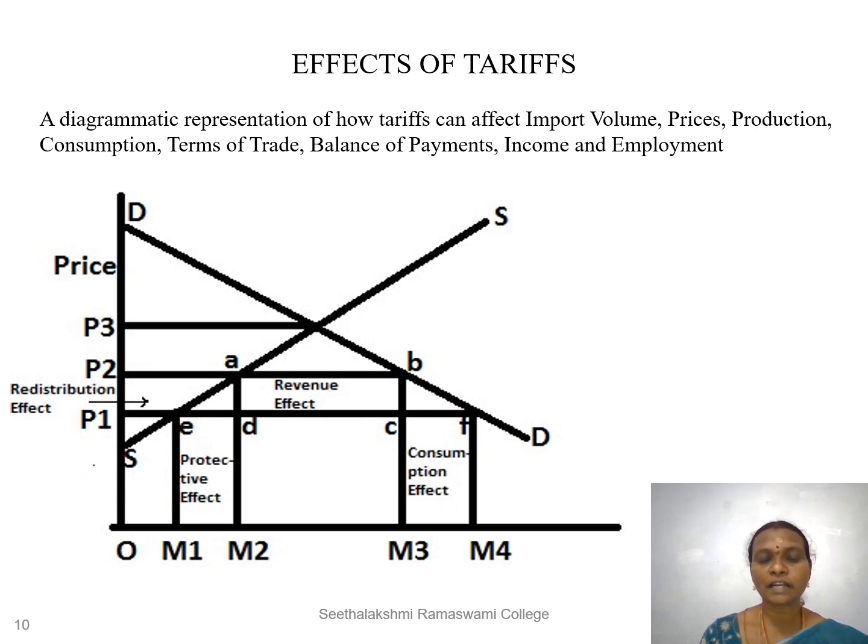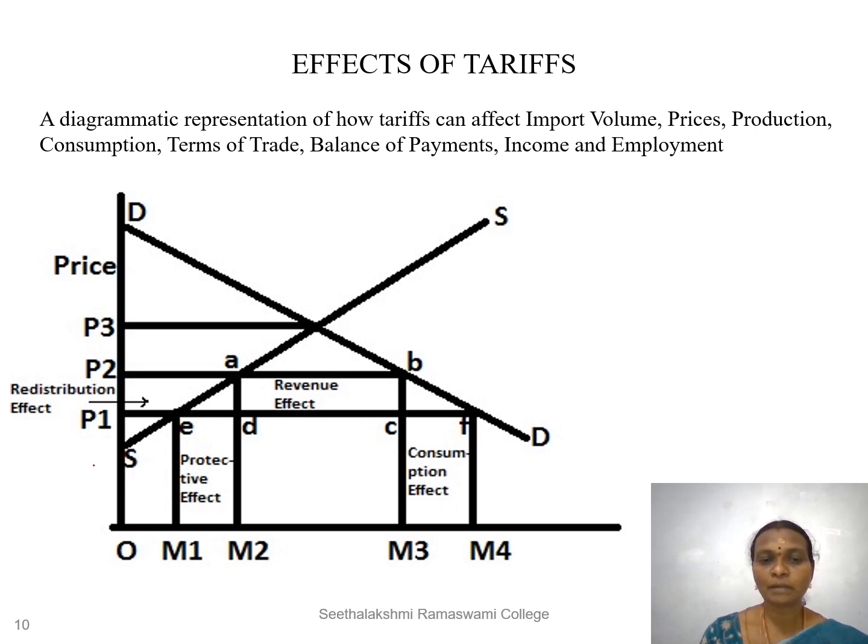Next we are going to see the revenue effect. If you take the price before there is any tariff, the original price was OP1. Whatever the price was at that time, that was the income of the government. There was no loss or gain. But when the price is OP3, this is where the demand and supply curves intersect. We normally say this intersecting point is an equilibrium point, so the equilibrium price will be OP3.